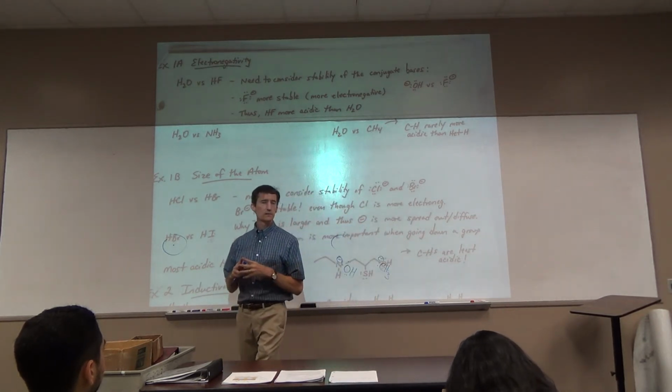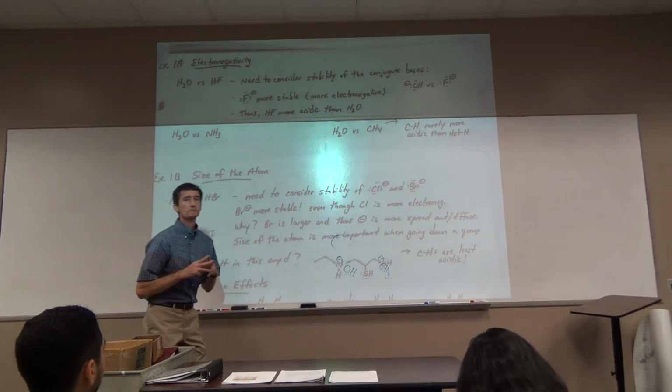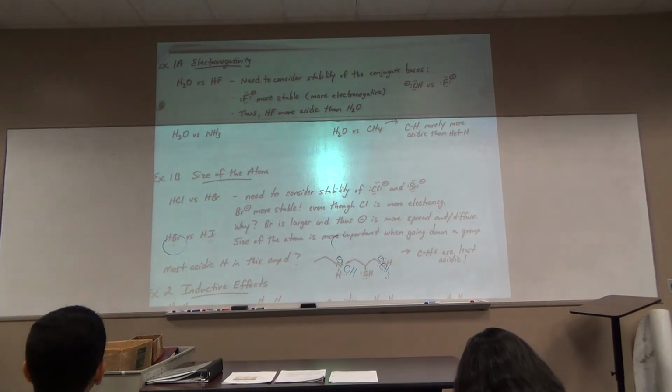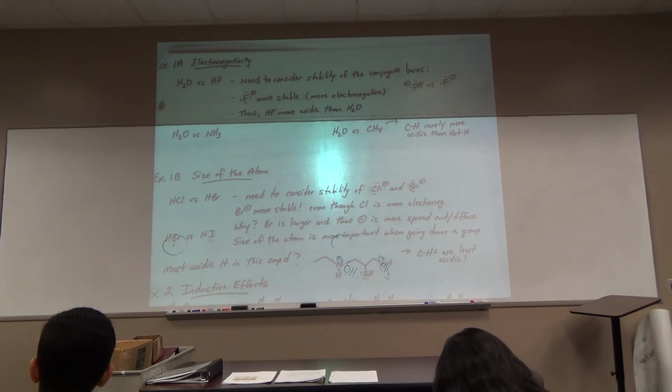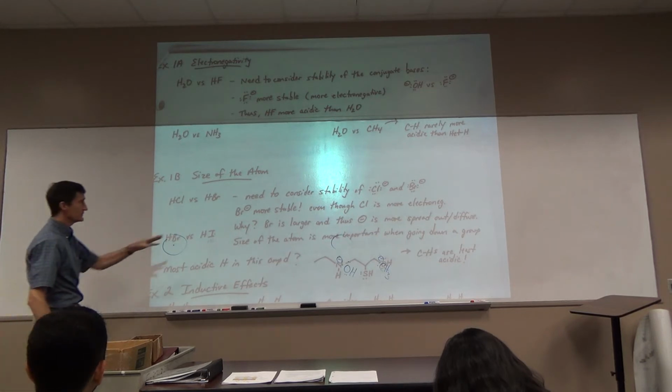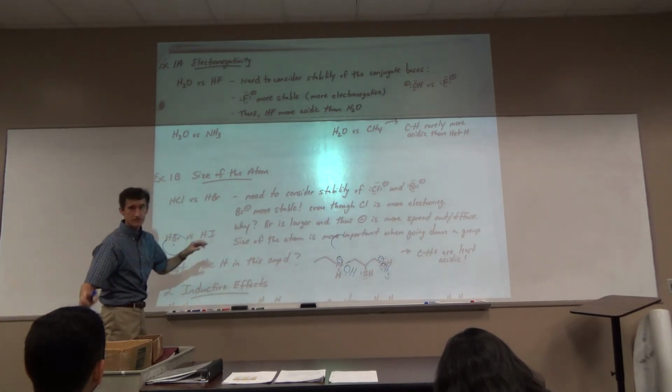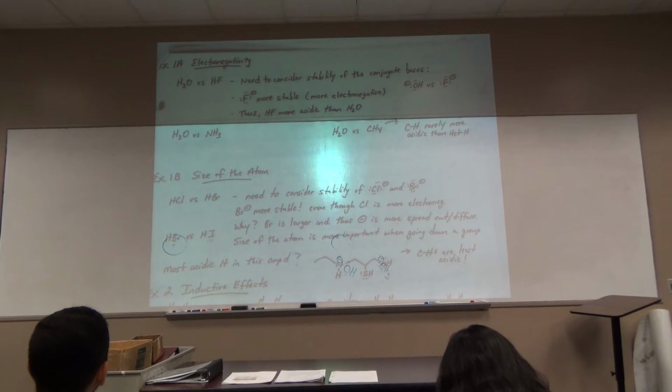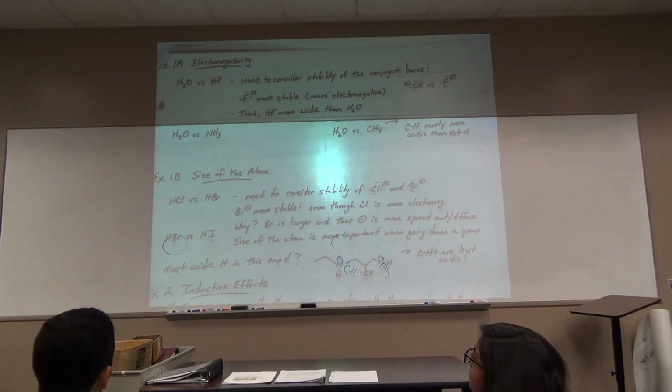Why Cl minus? More electronegative. Chlorine is to the right, more electronegative. But Br minus is more stable. Is that why you said Br minus? Don't read ahead. Because it's bigger. Take that charge and spread it out. It's bigger.